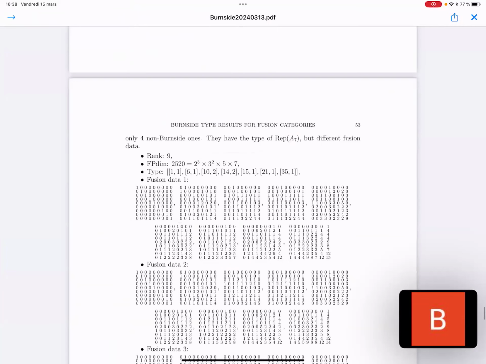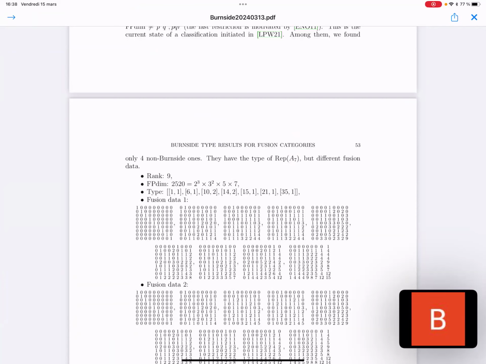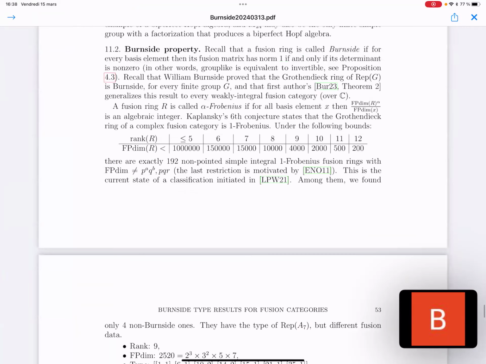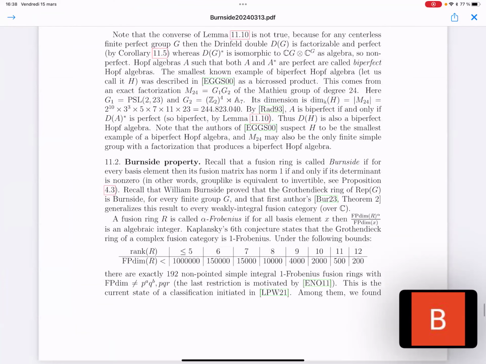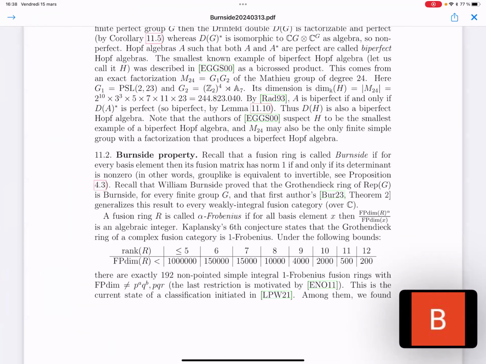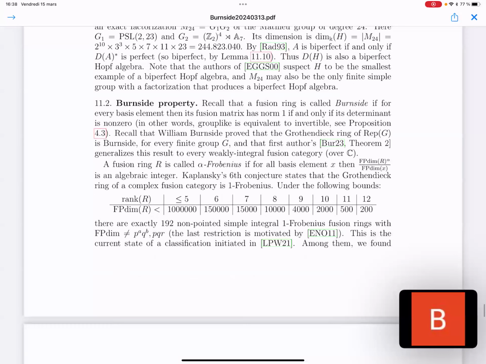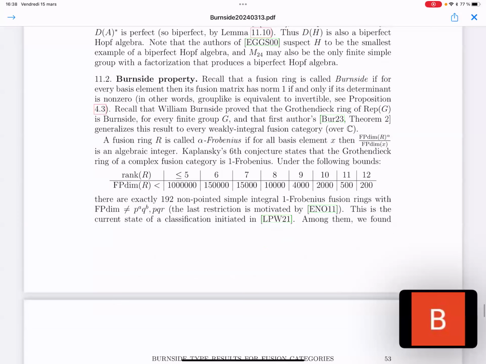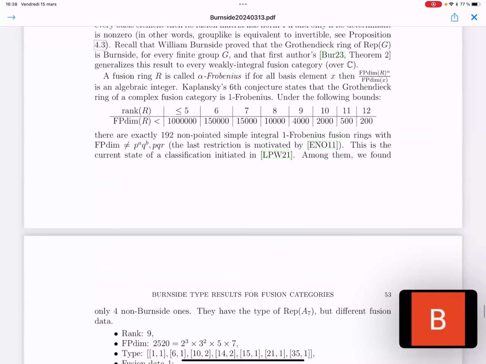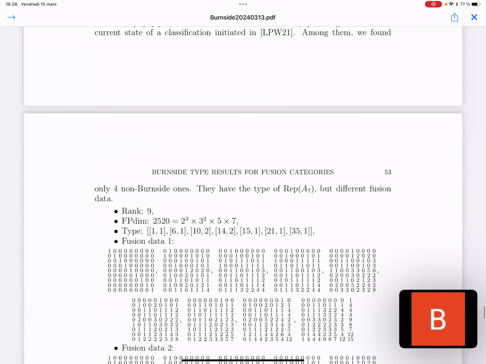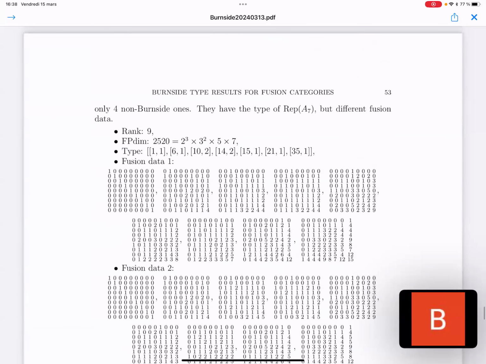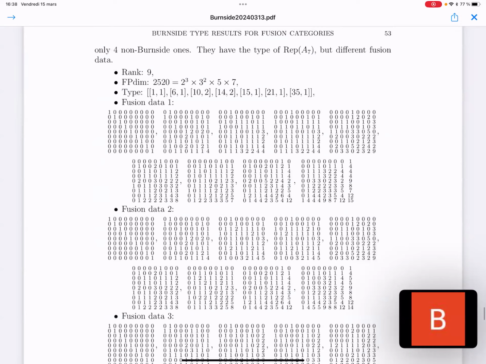Yeah, it is. So, you see, we classified, as I already mentioned several times, I hope it is visible here. We classify simple integral fusion rings for this range, and in fact, among this range, we found only 4 non-Burnside simple integral fusion rings, and these 4 are isotype to representation of A7. So here they are written.